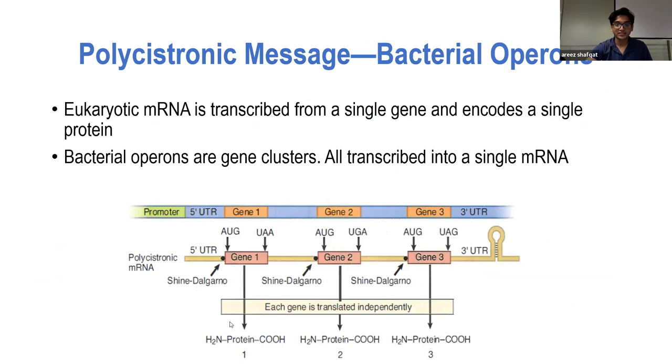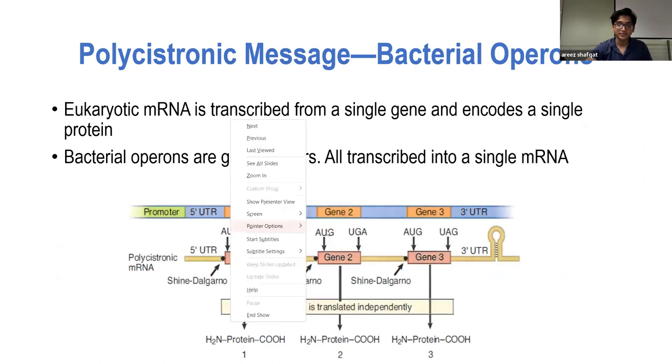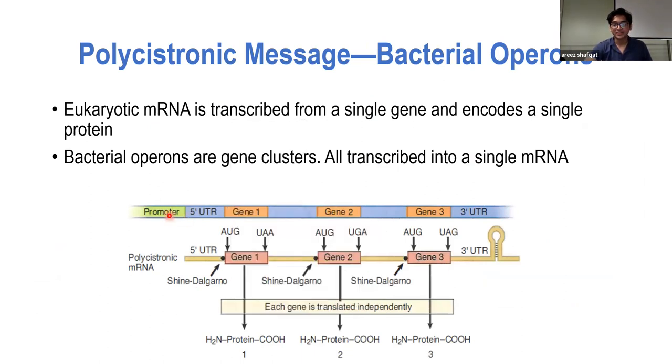For instance, here, this is a gene, this is a gene, this is a gene. All of these genes have the same promoter. So RNA polymerase binds with the help of sigma factor and synthesizes the entire mRNA. Each gene has its own Shine-Dalgarno sequence, and different ribosomes bind, one here, one here. So each gene is translated independently.